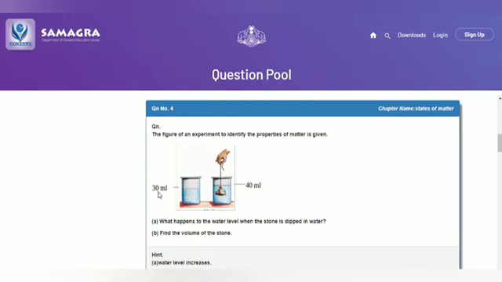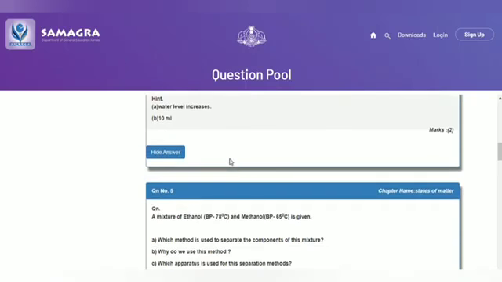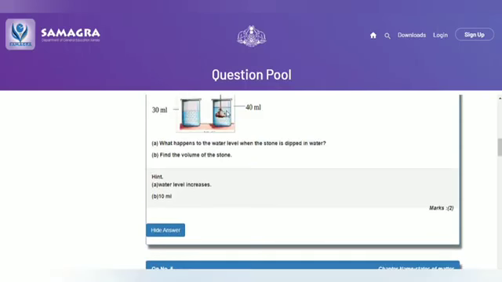So in one beaker 30 ml, in the next beaker 40 ml. What happened to the water level when the stone is dipped in water? Water level increases. Find the volume of the stone. Volume of the stone is 10 ml because in one beaker 30 ml and the other beaker 40 ml. When the stone is put, it becomes 40 ml. So the difference is 10 ml.